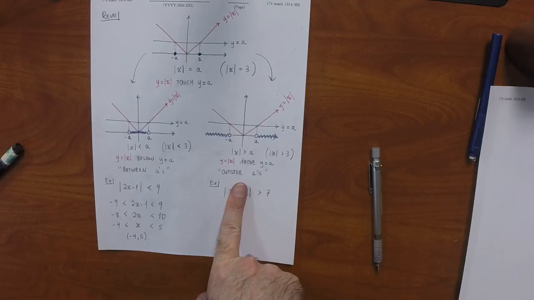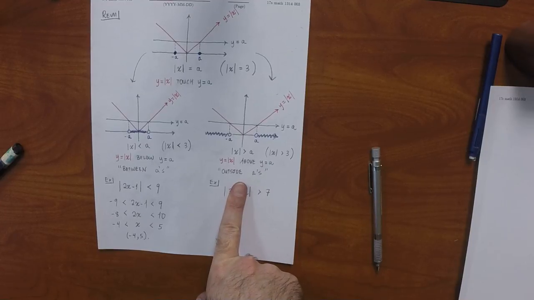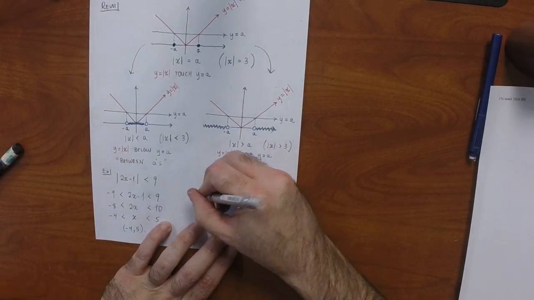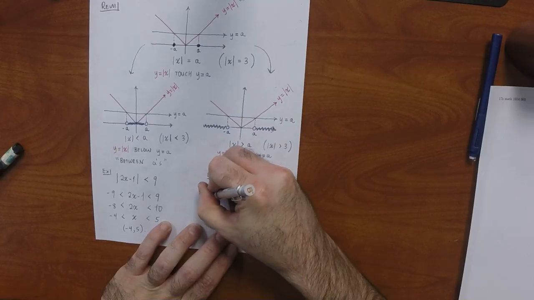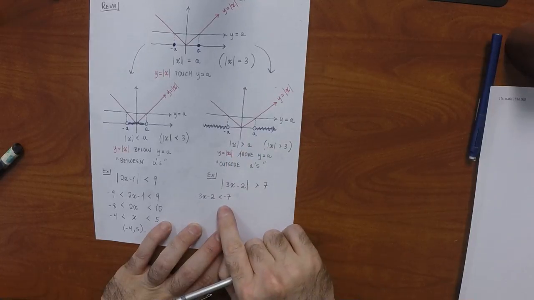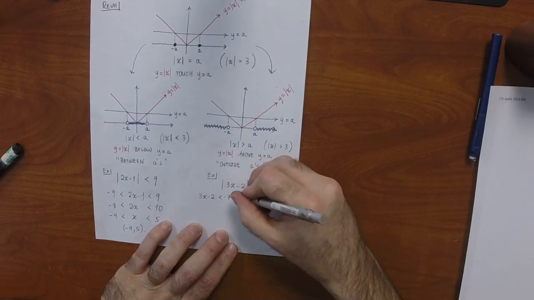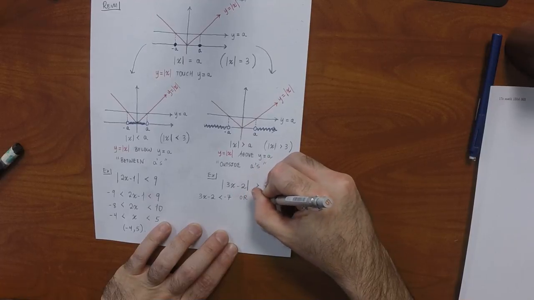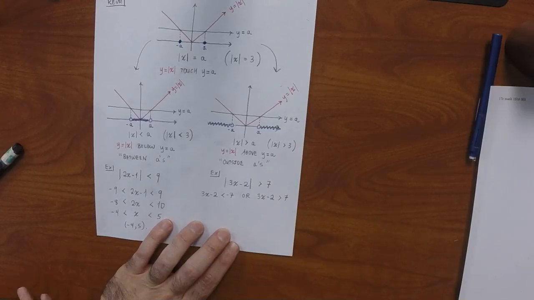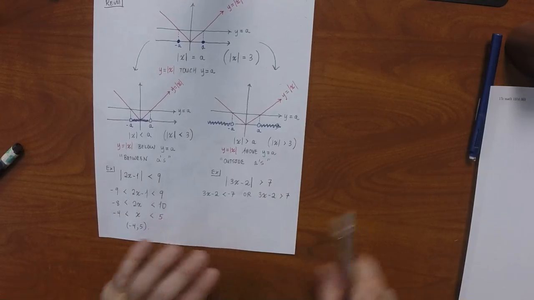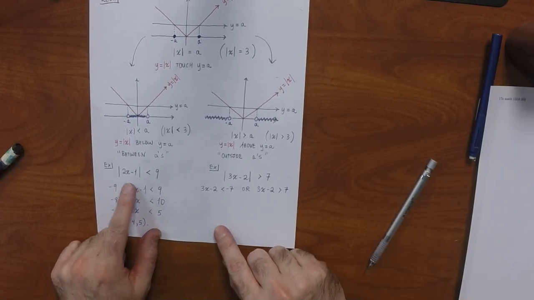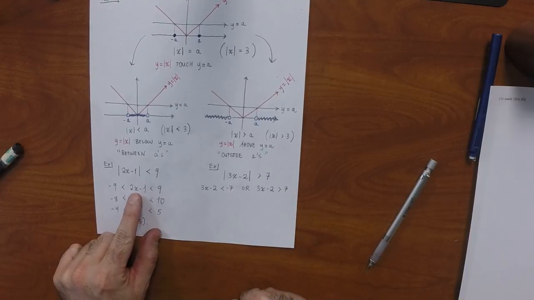But small positive values like 3 aren't going to work. Small negative values like -2 aren't going to work. So it must be the case that 3x minus 2 is small enough, or 3x minus 2 is big enough, more than 7. Now, one notable thing that you may not like is, isn't it nice on this problem where you can write it as an inequality string?